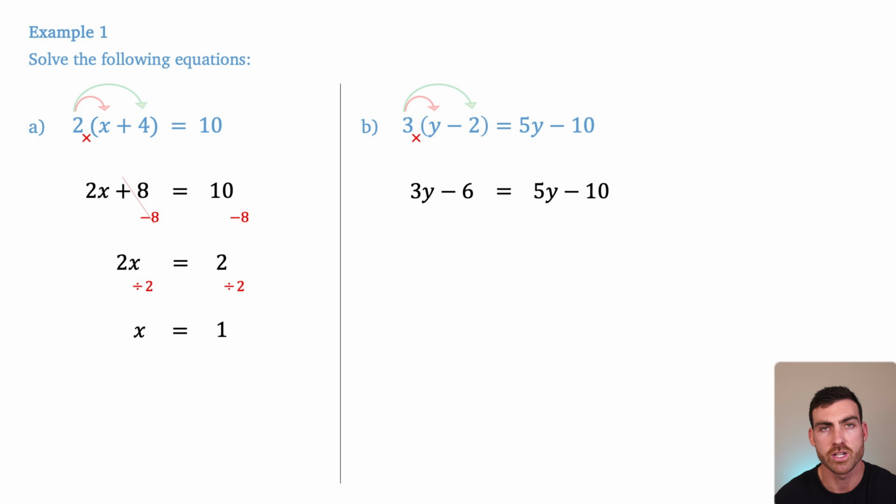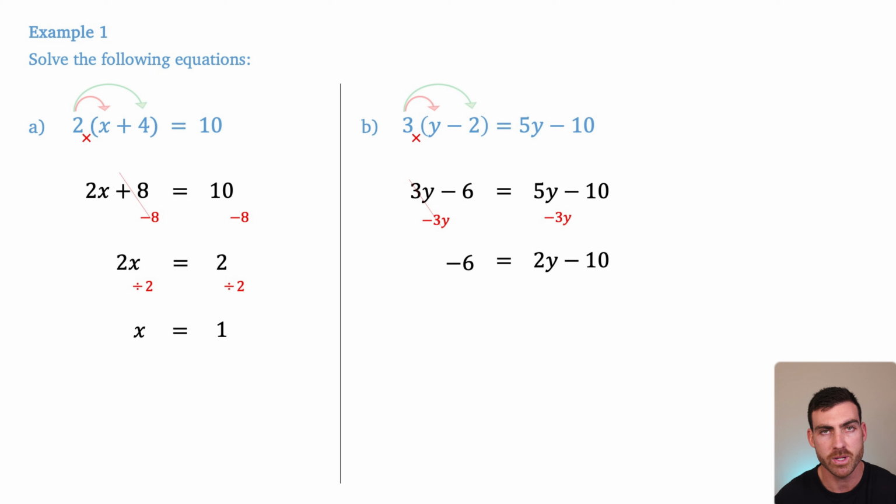Now we're left with an equation with variables on both sides. The smallest collection of variables is 3 groups of y. Since this is positive 3y, the opposite operation is subtracting 3y from both sides. On the left-hand side, we'll have negative 6. On the right-hand side, we're left with 2y minus 10.